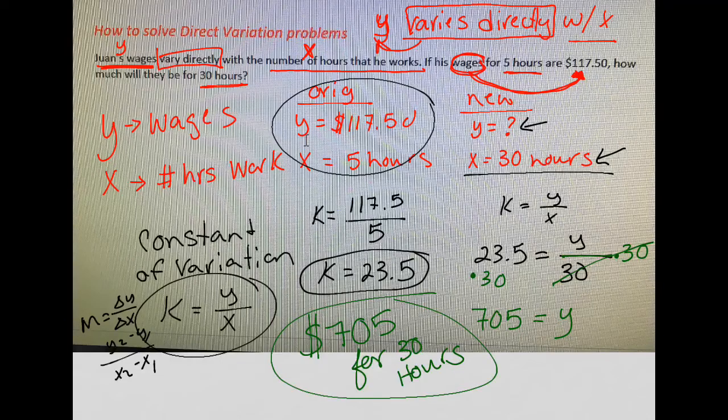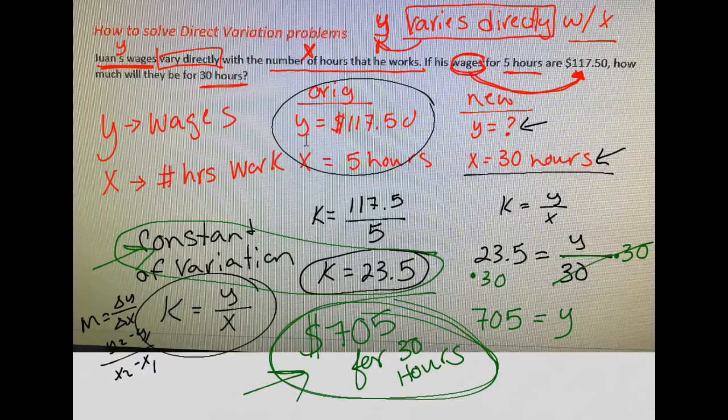Sometimes with direct variations, they'll ask you for the constant of variation, which in this case would have been 23.5. Sometimes it asks you to go find k and use it to find a new value, in this case, how much he would make for 30 hours, which would be an answer of $705. So be careful, look out for what they're asking for. Is it a constant of variation or is it a new value? But the steps follow the same process.